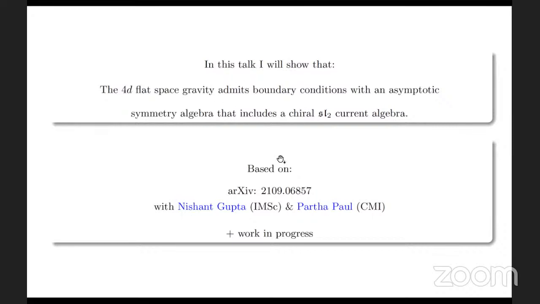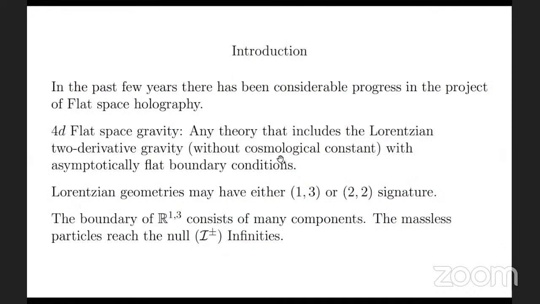So let me start. I'll give a brief introduction because you have heard several talks on this topic. In the past few years, it is fair to say that there has been considerable progress in the project of flat space holography. Flat space holography seeks a holographic description or a hologram of a gravitational theory. In particular, for four-dimensional flat space gravity, what one means is any theory that includes Lorentzian two-derivative gravity without cosmological constant, of course, and with asymptotically flat boundary conditions. And the Lorentzian geometries that I'll be interested in could either have 1,3 signature or 2,2 signature.